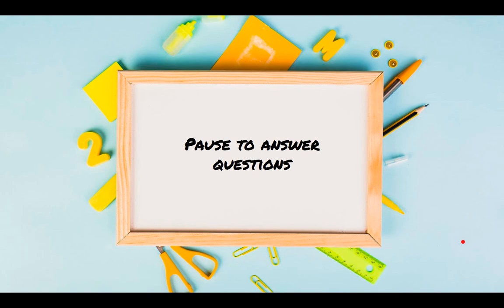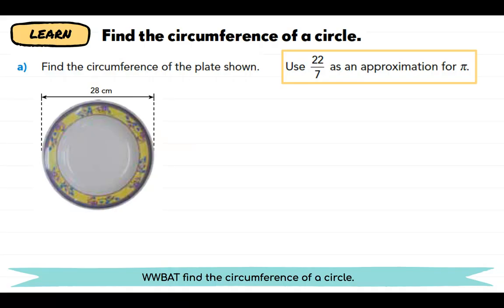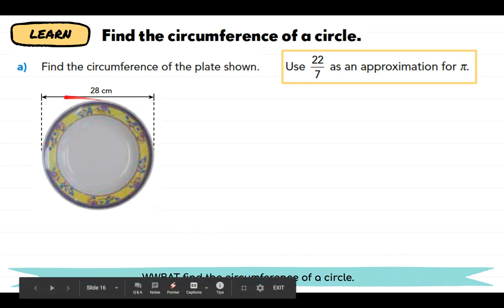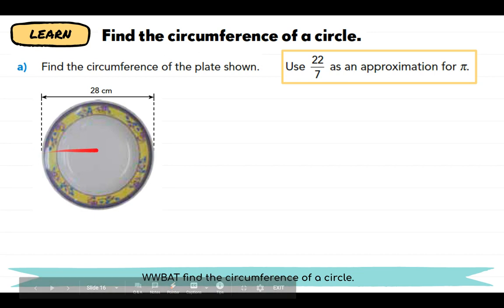All right, welcome back. Let's move on to the first example, finding the circumference of a circle. Example A asks you to find the circumference of the plate shown. This plate has a diameter of 28 centimeters. I know that it's the diameter because this 28 centimeters line segment, if you move it down, connects two points on the circle and passes through the center of the circle. Now the question says use 22/7 as an approximation for pi.